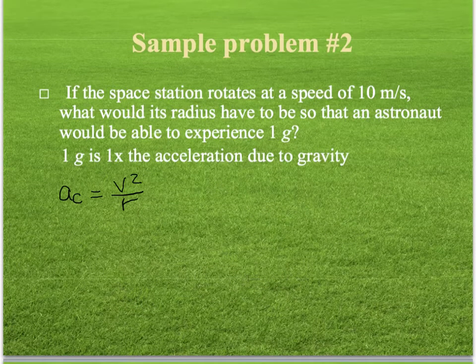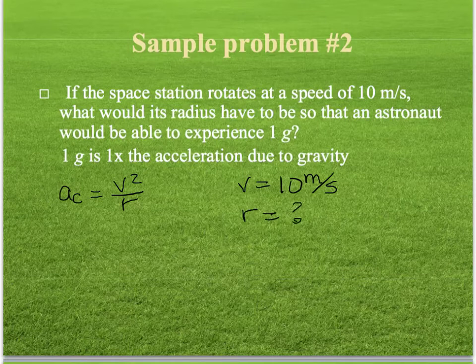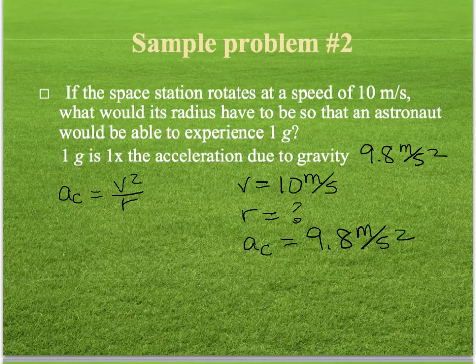Okay, so here's sample problem number 2. If the space station rotates at a speed of 10 meters per second, so that's our speed, what would its radius have to be? So that's what we're looking for, so that the astronaut would experience 1g. 1g is 1 times the acceleration due to gravity, which is 9.8 meters per second squared. So our centripetal acceleration is 9.8 meters per second squared.